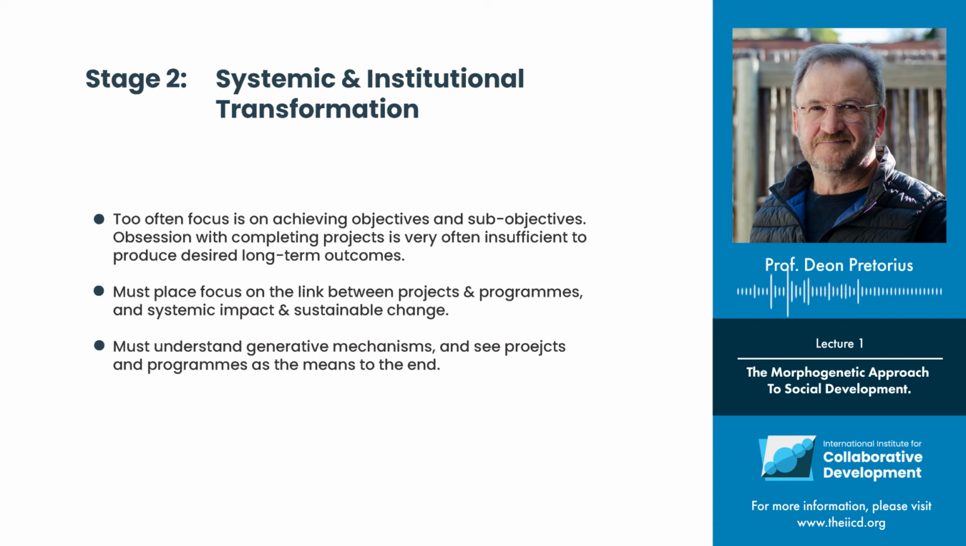Another very important part of the work at this stage, in stage 2, is to place more focus on the link between projects and programs on the one hand and systemic impact and sustainable change and development on the other hand. Too often we are inclined to focus on achieving specific objectives and to almost become obsessed with the completion of the project. And very often that is insufficient for making lasting and systemic change. We need to understand and deliberately focus on that which is necessary to bring about sustainable and desirable change of the features of societal systems and institutions.